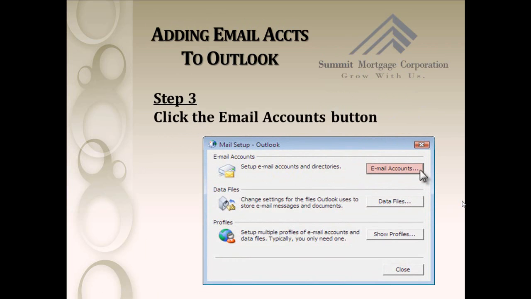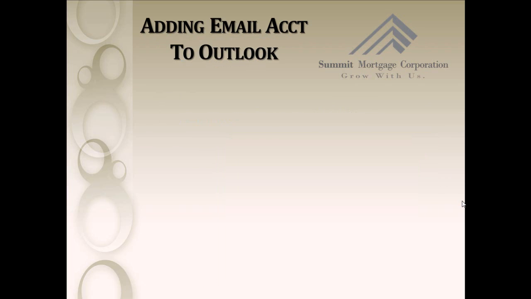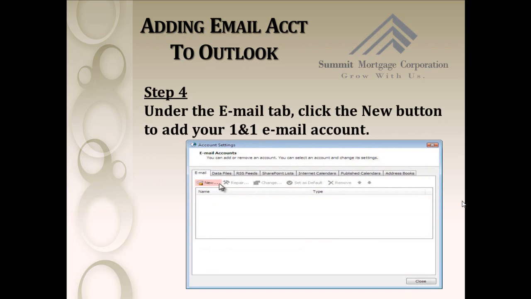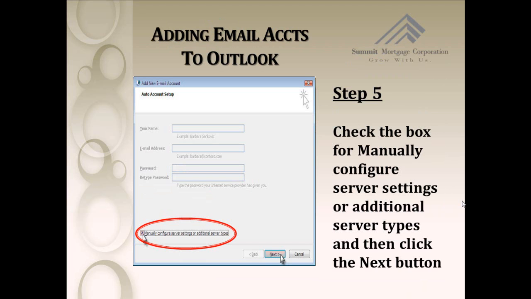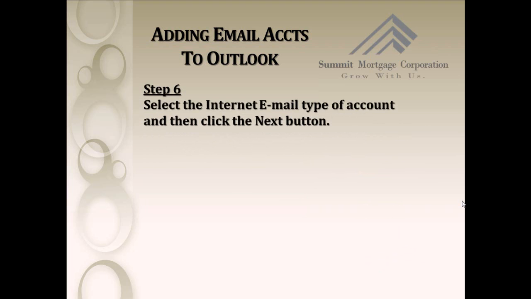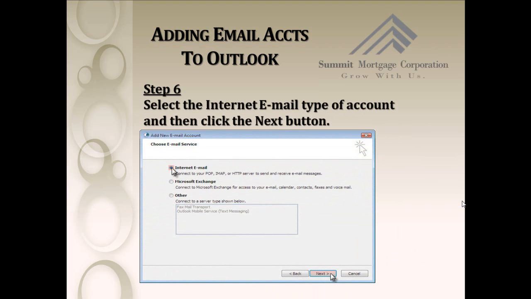We'll click the Email Accounts button, and that'll bring us to this screen where we're going to click the New button to add our one-on-one email account. We're going to manually configure the settings here. Sometimes for Gmail or MSN or AOL, Outlook is smart enough to be able to find these settings on its own. In this case, one-on-one isn't big enough for them to be able to figure that out. We'll select Internet Email, which consists of POP, IMAP, and HTTP.